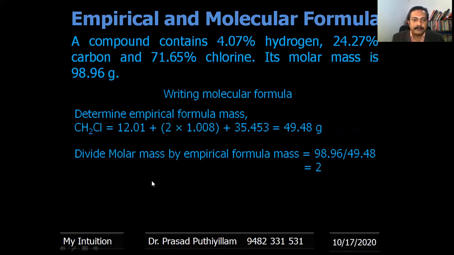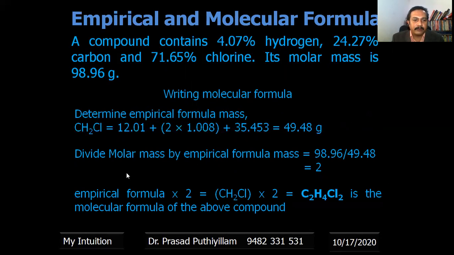Therefore, dividing 98.96 by the empirical formula mass 49.48, we are getting a number n, which is 2. This number n is what we use to multiply the empirical formula to get the molecular formula. Therefore we got 2. The empirical formula is CH2Cl, multiplied by 2, we get C2H4Cl2 as the molecular formula. So that is the way to find out the empirical formula and molecular formula if the percentage is given and molar mass is also given.